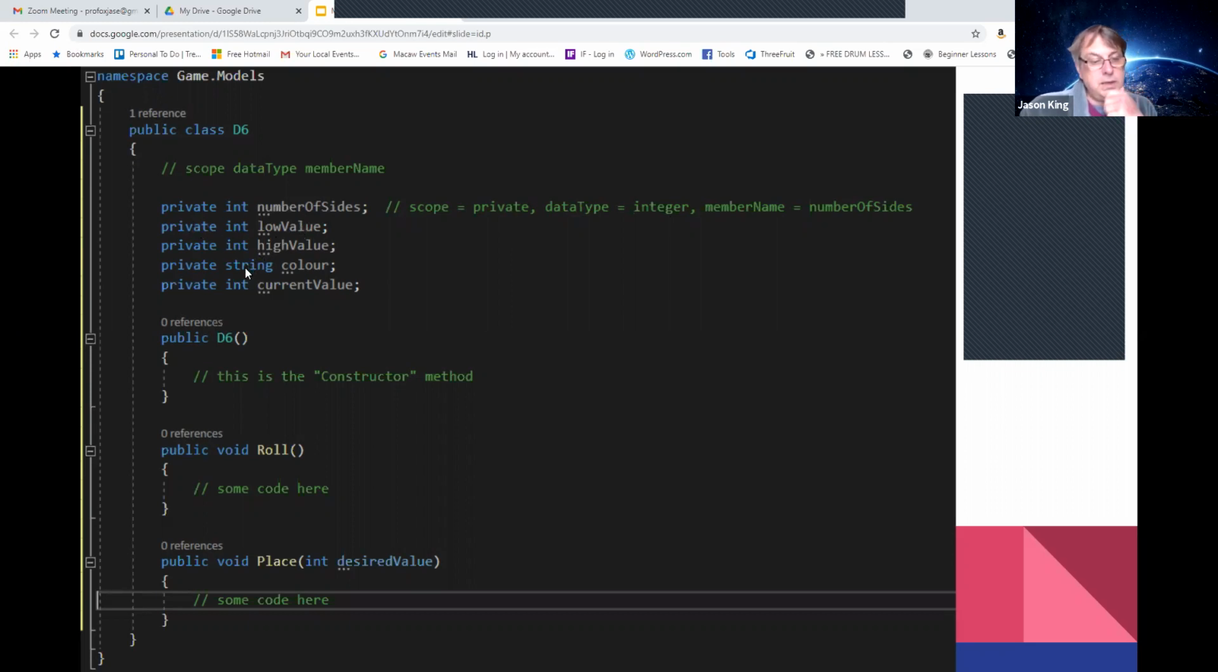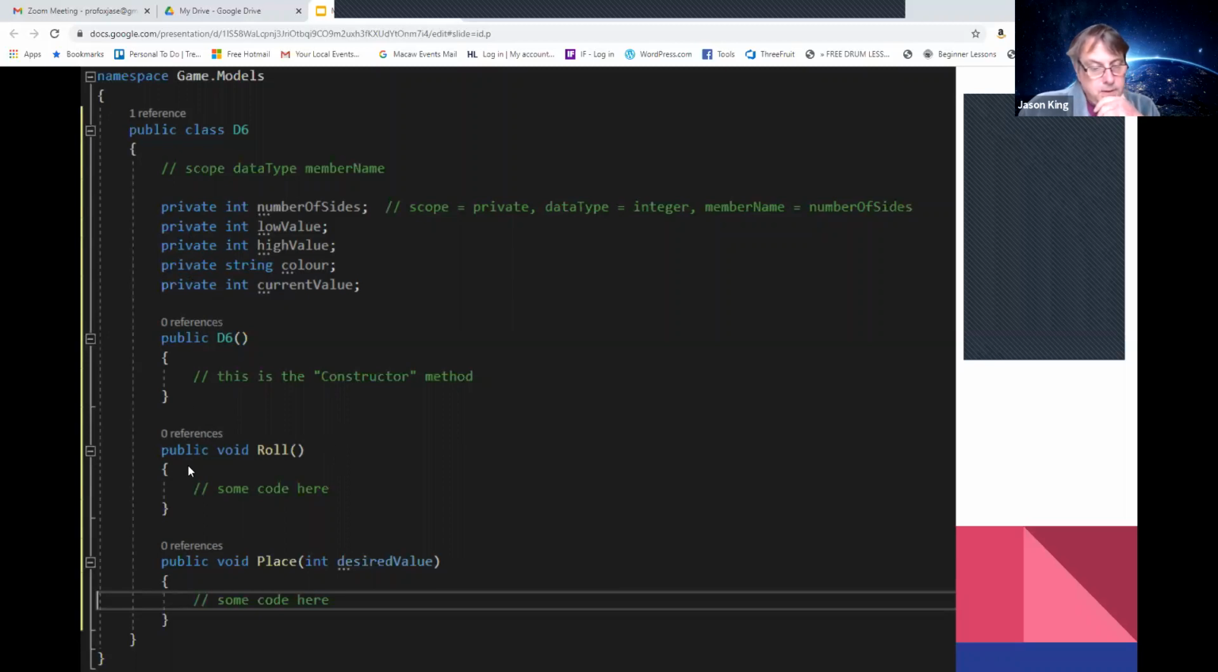A string, for those of you that haven't done any programming before, is the computer word for a word. So my name is a string, Jace. Blue is a string, red is a string. Current value is again an integer, and an integer is a whole number. Because these are private, as the class designer, I have decided that these are internal workings and no one needs to know about them. Maybe I'm right, maybe I'm wrong, we'll see.